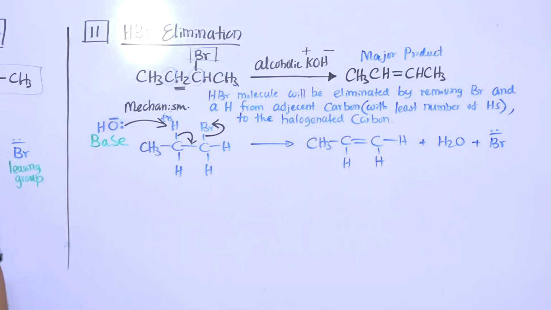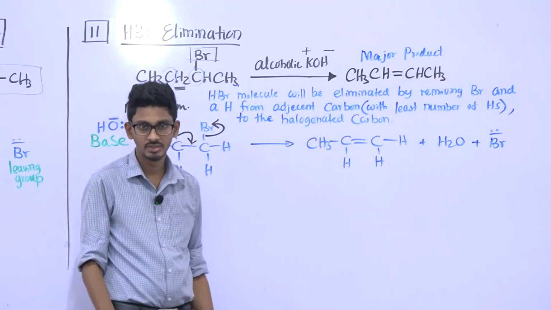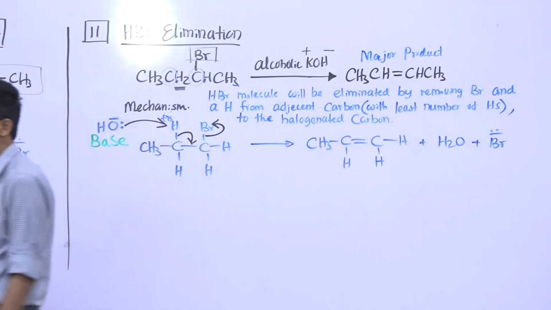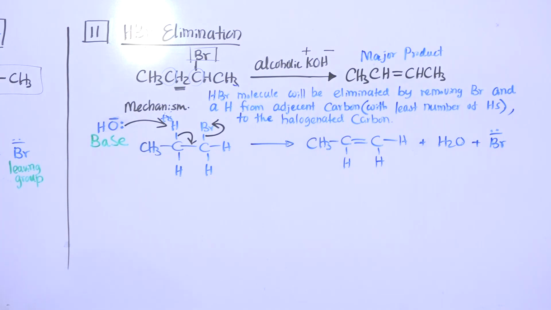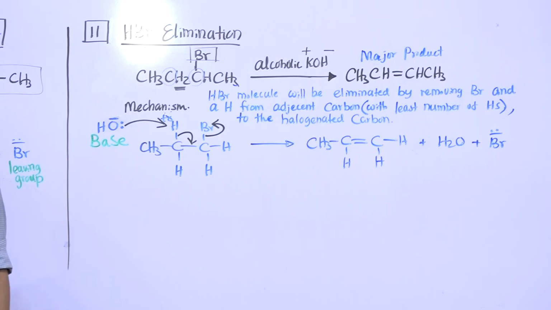What we need is the alcoholic OH minus. That's it. Alcoholic OH minus. So you clearly see there's nothing to do with the K plus in the mechanism. Only the OH minus is involved in the mechanism. So alcoholic KOH, alcoholic NaOH even can be used for the elimination.